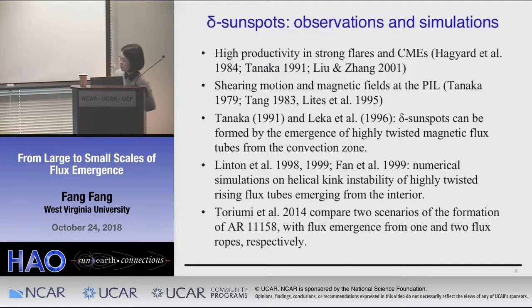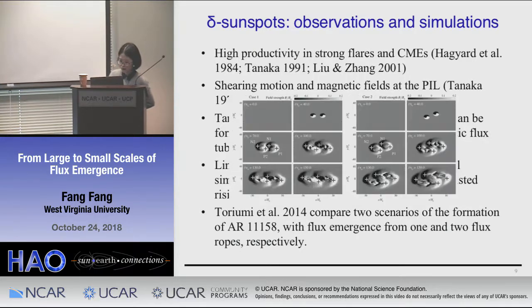Tanaka and Leka proposed that they can be formed by emergence of highly twisted magnetic flux tubes from the convection zone. Earlier, an effort was made by Linton and Fan to study the helical kink instability of highly twisted flux tubes emerging from the interior. And recently, Toriumi studied scenarios of flux emergence with one flux tube and two flux ropes separately. In the case of one flux tube, they use two buoyant sections, so they form two bipoles when they first emerge, and later on they form a nicely patched delta spot in the middle of them. While with two flux ropes, they form two bipoles, and these separate from each other later on.